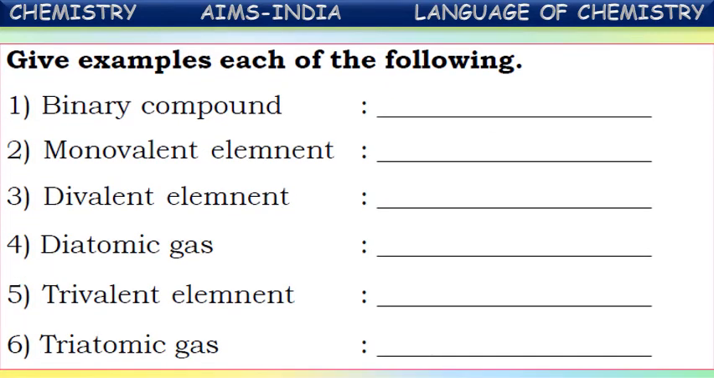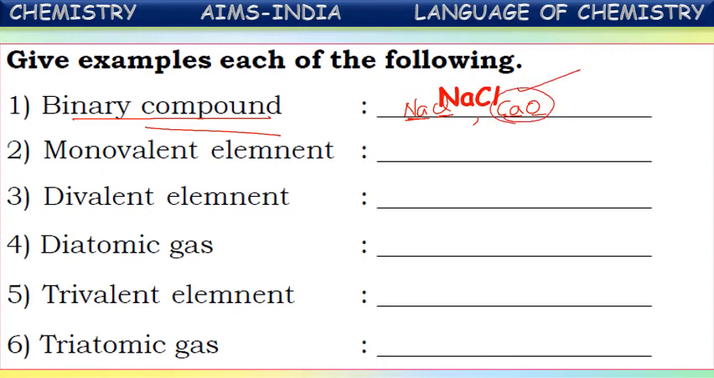Next question. Give examples of each of the following. See, he is asking for an example of a binary compound. Binary compounds mean one cation and one anion should be there, right? So you can take NaCl as an example. Only 2 are there, so it is a binary compound. Calcium oxide, Ca and O. Only 2 are there, so it is an example of a binary compound. Let's check. Yes, NaCl is a binary compound. One more example I also gave, that is calcium oxide.